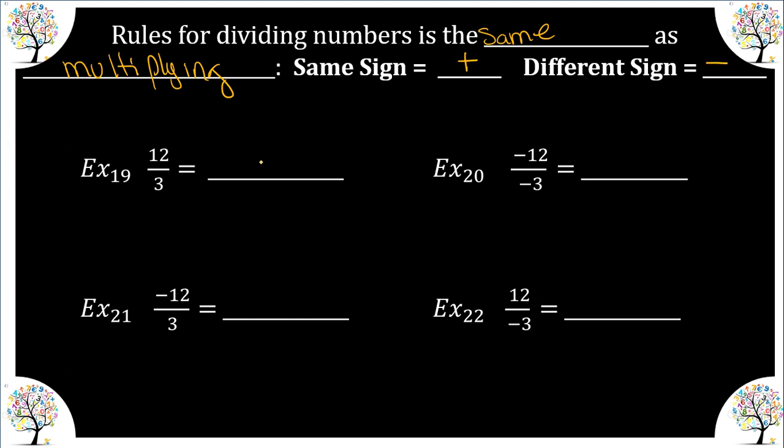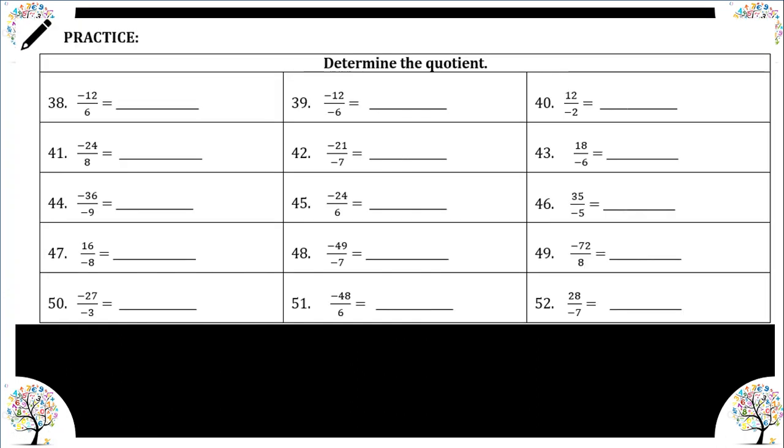So here we have two positives, so we get a positive quotient. Here we have two negatives, they're the same, so we get a positive quotient. Different signs, we get a negative quotient. Okay, so apply those simple rules before we go to the very last section of this lesson.